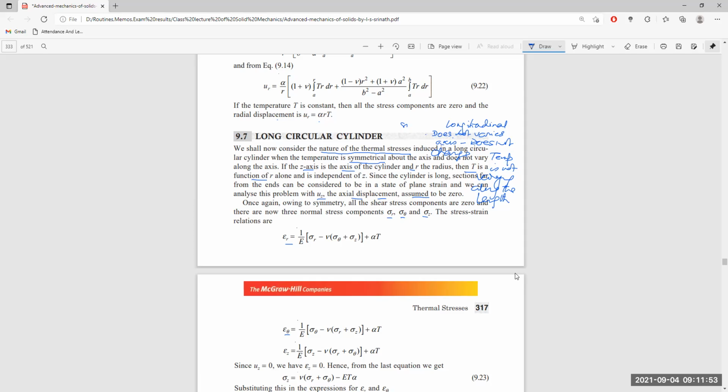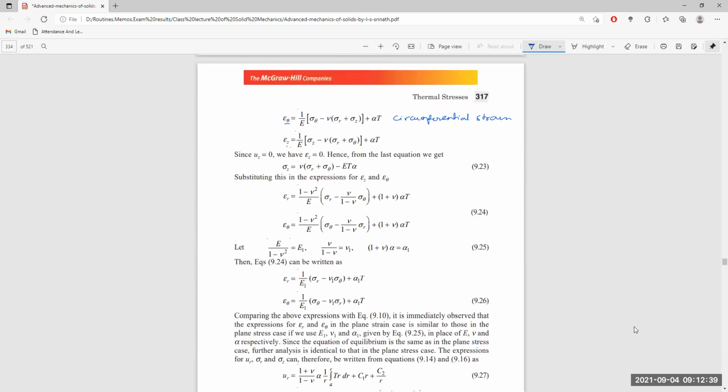Epsilon theta, the change in dimension along the circumference, is the circumferential strain, equal to 1 by E times sigma theta, the stress induced in the circumferential direction, minus nu times sigma r, the stress in the radial direction, plus sigma z, the stress induced in the longitudinal direction, plus alpha into T. Similarly, epsilon z, the change in length in the longitudinal direction, is equal to 1 by E times sigma z minus nu times sigma r plus sigma theta, plus alpha T. Now we are told that Uz is equal to 0, so epsilon z is the displacement Uz divided by the length of the cylinder.